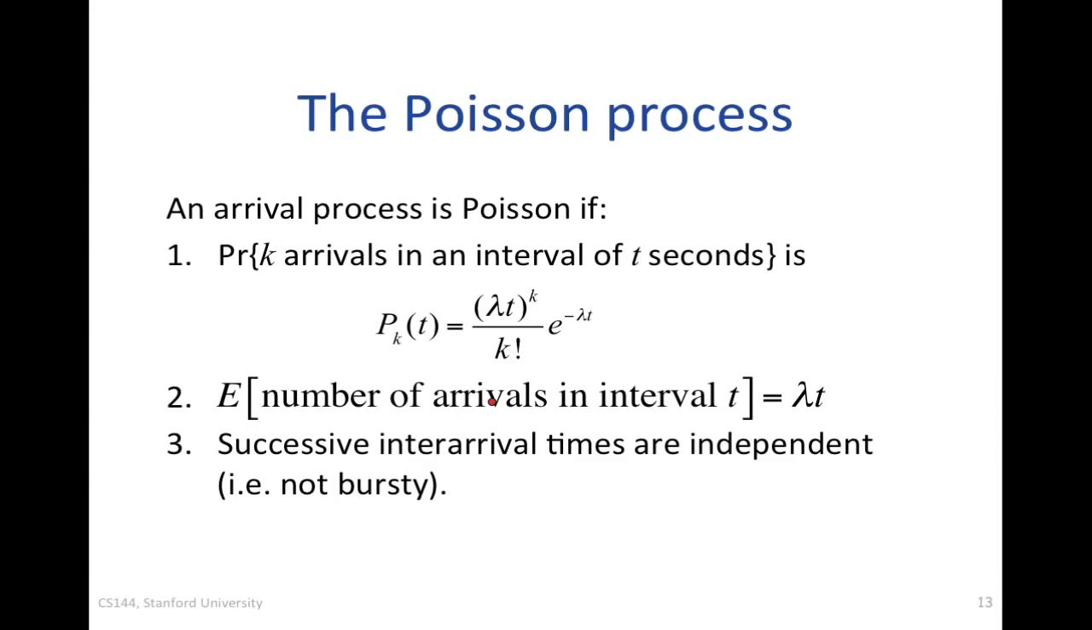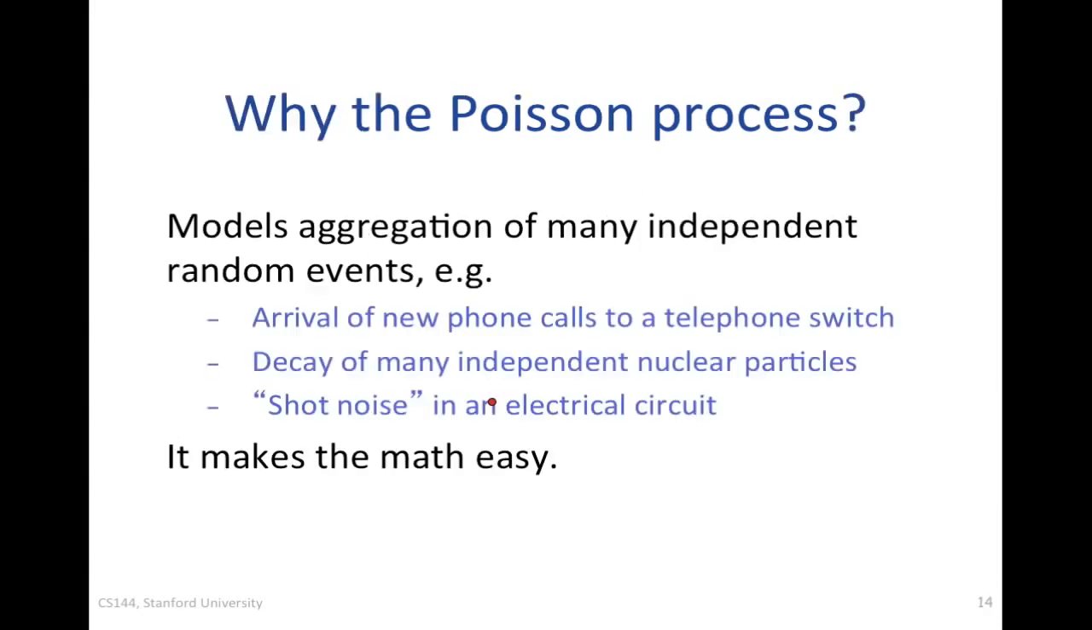If you pick up any book on probability, then you can find a more detailed description if that's something that's new to you. So why the Poisson process? Why are we interested in the Poisson process? Well, the Poisson process happens to model an aggregation of many independent random events very well. For example, it's used in models of new phone calls arriving to a switch. So when we have a telephone switch and we want to model the arrival of a new phone call being placed through the day, then a Poisson process is a very good model of this.